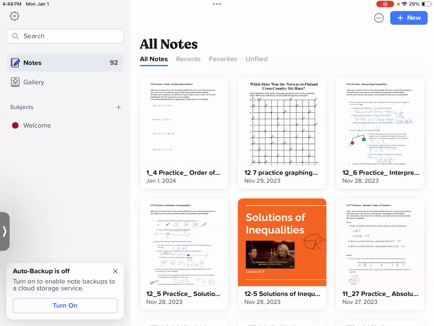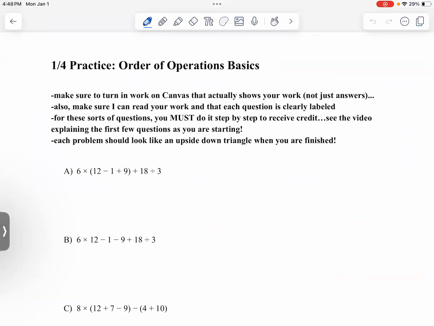Now, what we're doing on this particular video is I'm going to show you how I expect the order of operations work to look. Even on the practice, you will not get full credit for the points I put in the grade book if your work does not look like this. I'm going to go through the first three on this video. You do need A, B, and C done on the work you turn in, but I'm going to go over it first on this video.